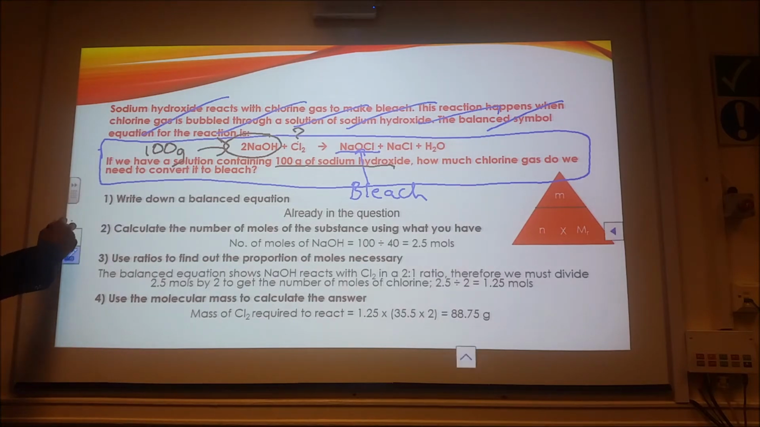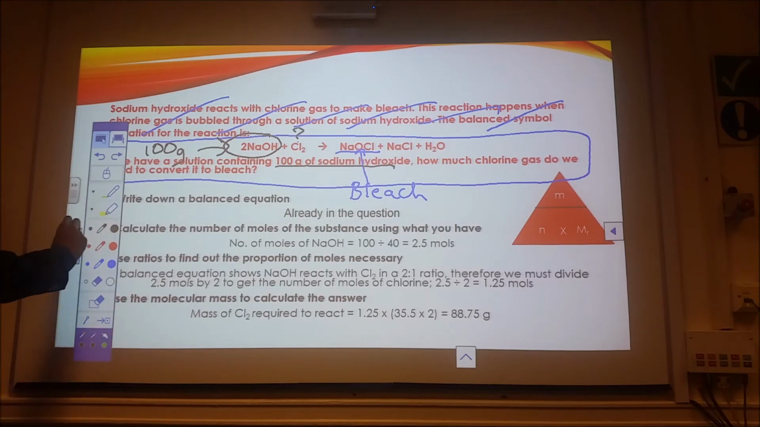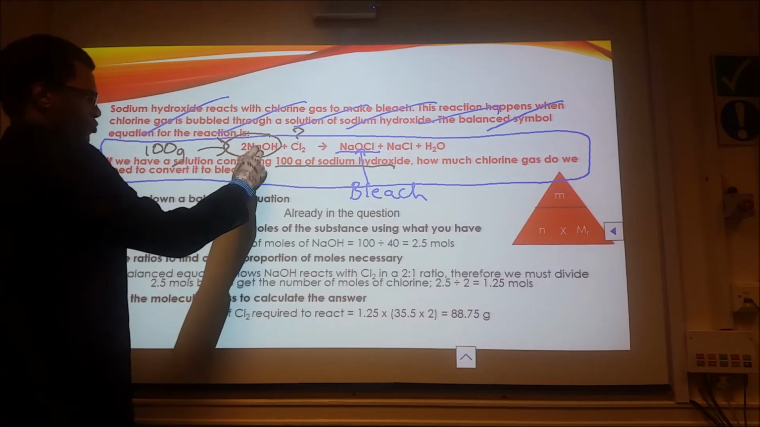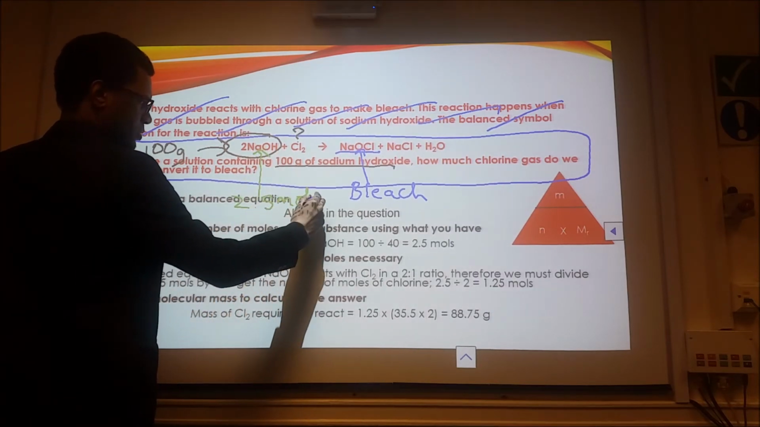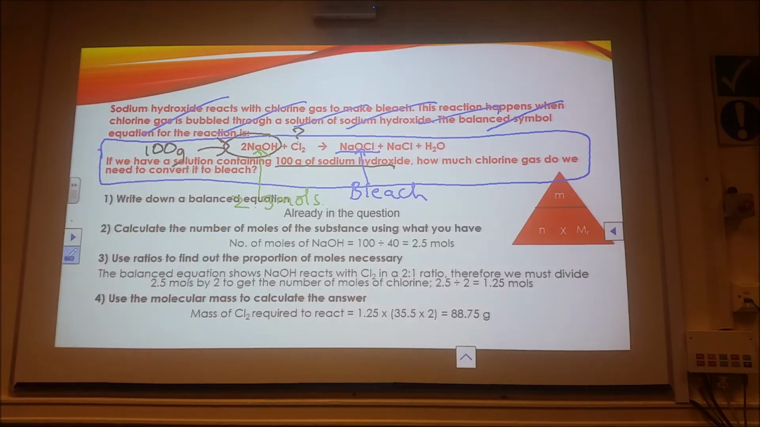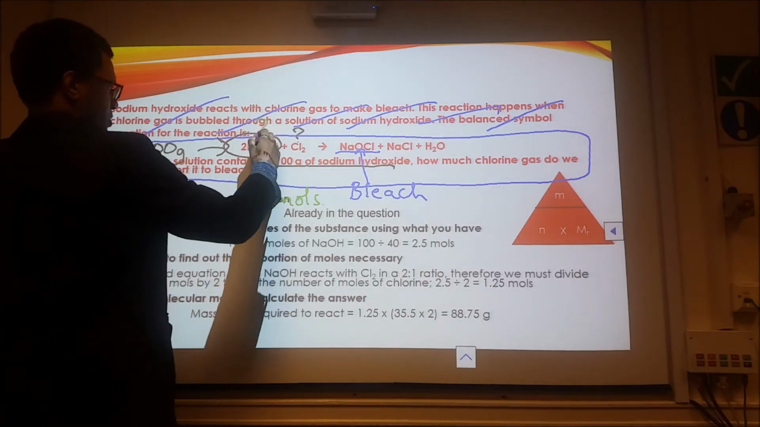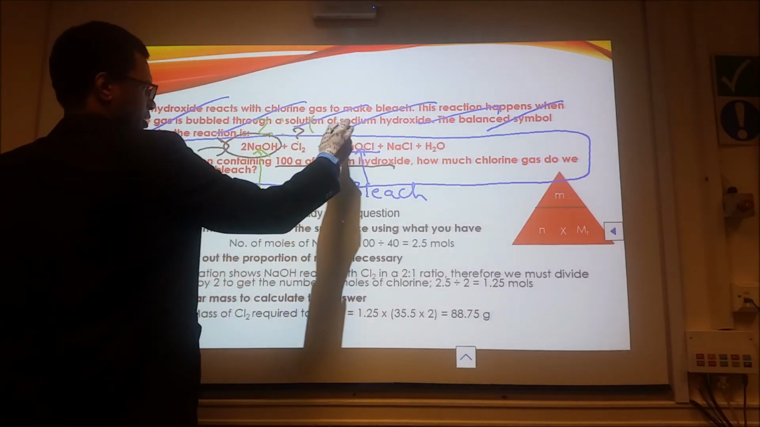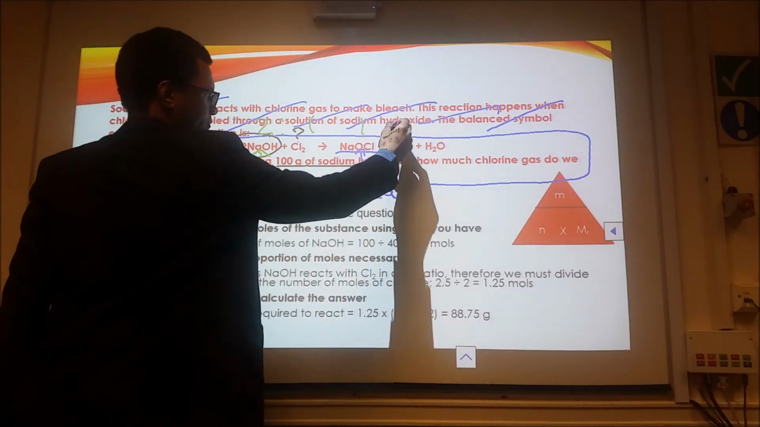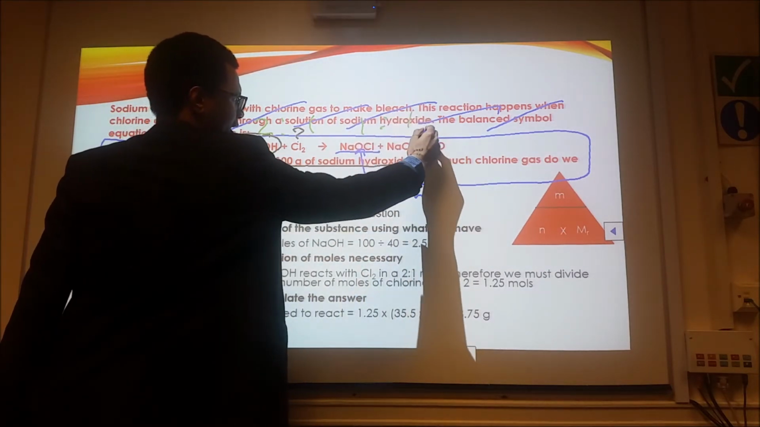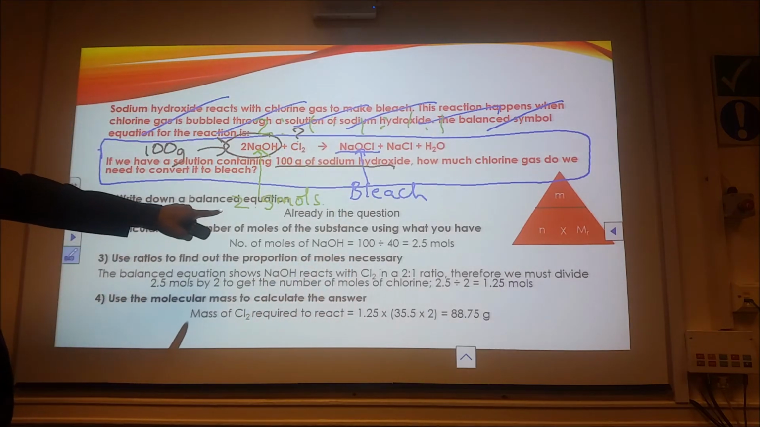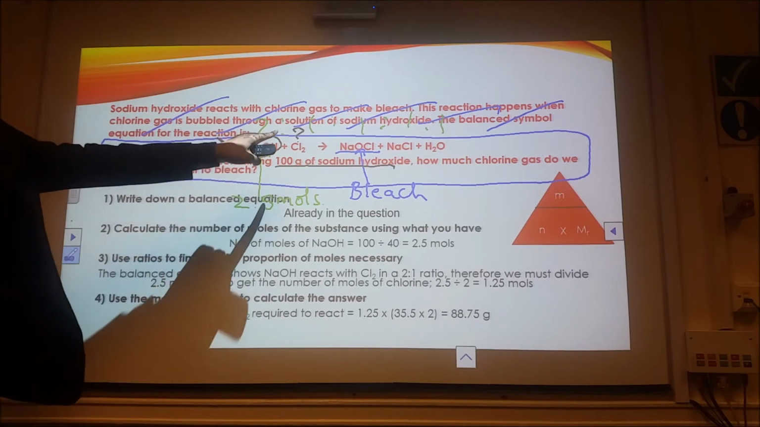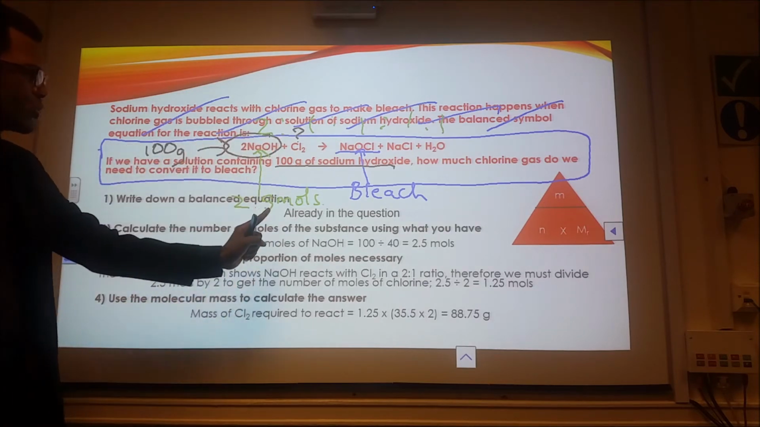We are told that this represents 2.5 moles. If that represents 2.5 moles, and we've got a ratio of 2 to 1, and then there's an invisible 1 in front of that, and an invisible 1 in front of that, and an invisible 1 in front of that. So that means, if that is 2.5 moles, and that is 1, it reacts in a 2 to 1 ratio.